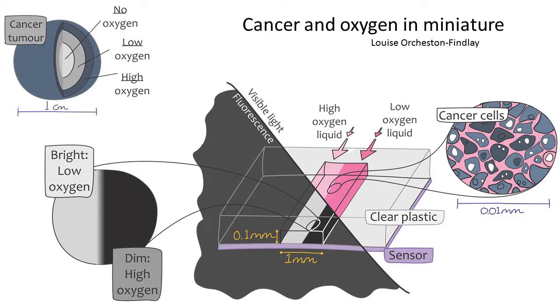So in order to test drugs on this, we need to look at the infrared. The cancer cells are sitting on a fluorescent film, which is a sensor. It shines brightly for low oxygen and dimly for high oxygen. So to see the different dissolved oxygen regions that we've made, we look at the infrared, and with the visible light we can see the cells themselves.